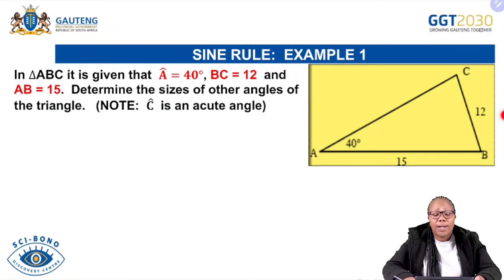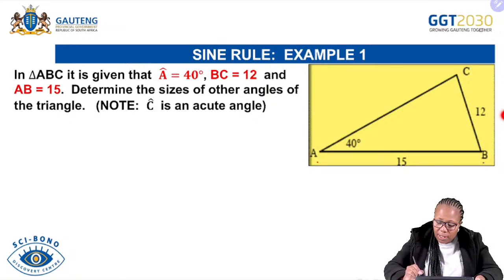Okay, look at example 1 now. Before you start answering the question, ensure that all the given information is indicated on the diagram. Then let's go through the statement and check. In triangle ABC, we are given triangle ABC there. It is given that angle A is 40. Yes, angle A is 40. And then we are given BC is 12. Yes, it is noted there, BC is 12. AB is 15. Yes, it is indicated as 15. And therefore, you are required to determine the sizes of the other angles of the triangle.